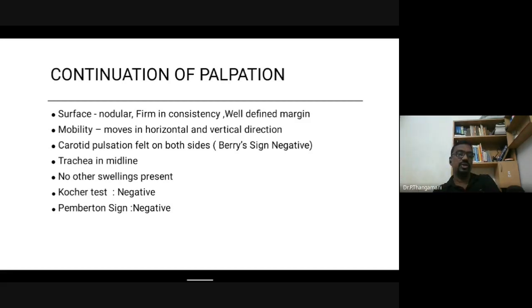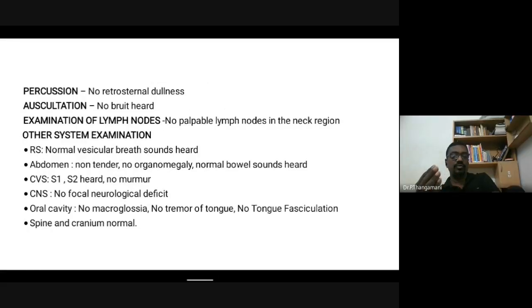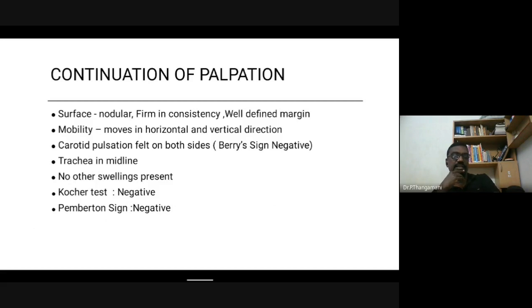The surface appears nodular. On palpation, there are around 5 to 6 nodules occupying both lobes of the gland. So multinodular means more than one nodule is there. It is occupying both lobes and isthmus. That will be a better presentation. There are about 5 or 6 nodules occupying both lobes, the biggest of which is of so many size. You can tell like that.